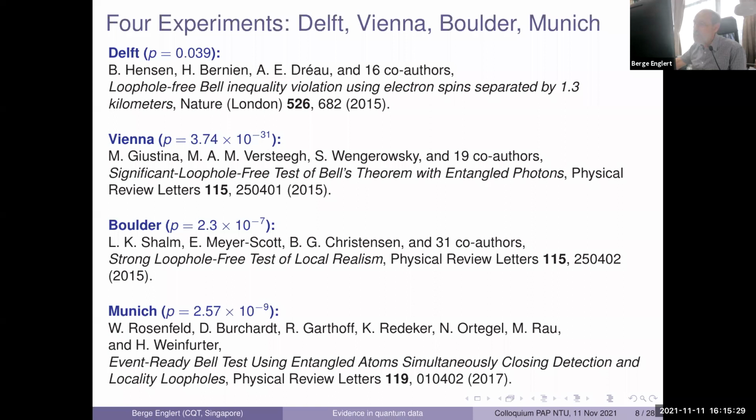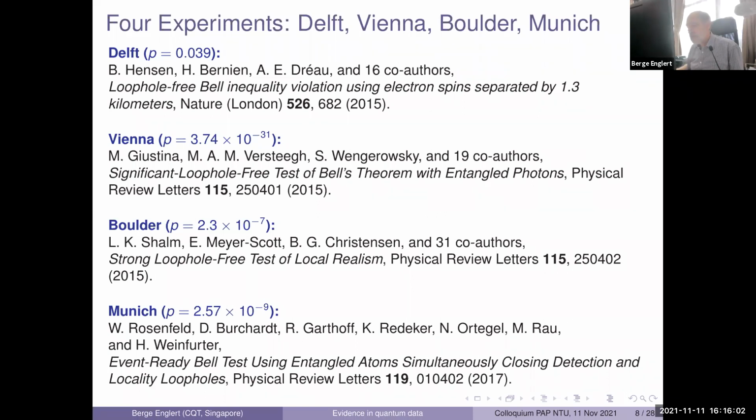That number is so small that again you should kind of wonder what it really means. Boulder experiment had a p-value of 10 to minus 7. The Munich experiment had a p-value of 10 to minus 9. So the Delft experiment and the Munich experiment are very similar. The main difference is that the Munich experiment had 100 times more data than the Delft experiment. And the Vienna and the Boulder experiment are also very similar. The Vienna experiment had more data than the Boulder experiment. So having more data is clearly reducing your p-value.